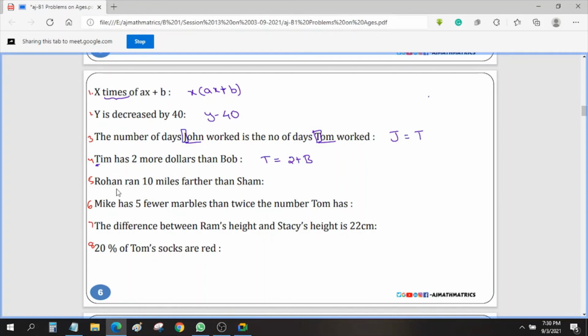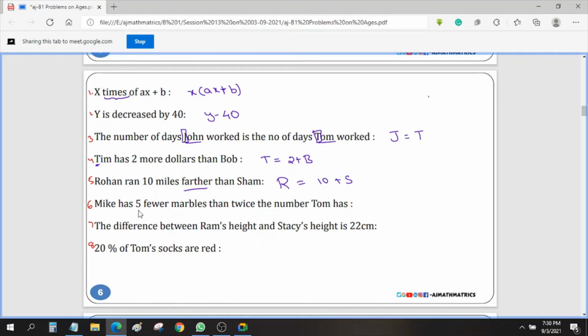Next, Rohan ran 10 miles farther than Sham. So farther means what? Again plus. Now I am assuming R is the number of miles Rohan ran, that is equal to 10 plus Sham. So let us consider S is the number of miles Sham ran. So R equal to 10 plus S.